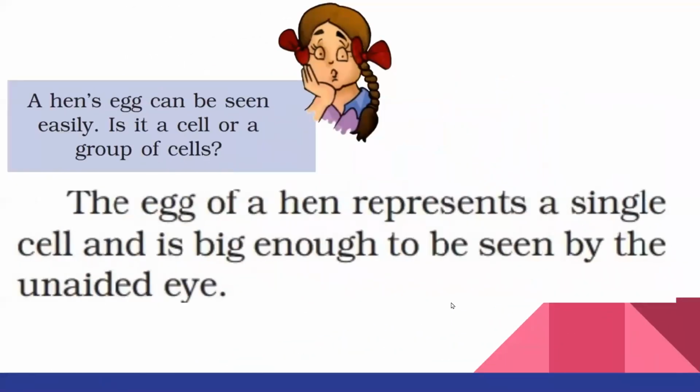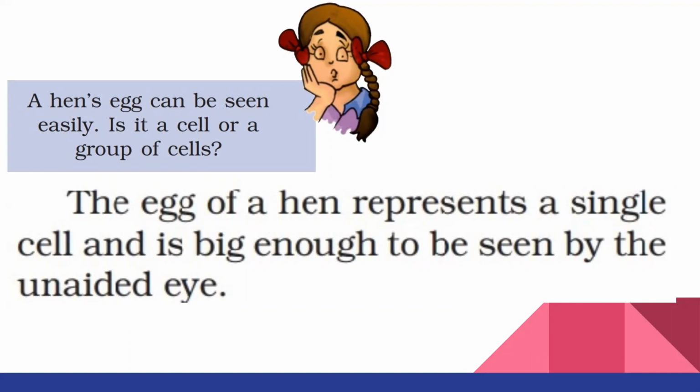Now see, a hen's egg can be seen easily. You might have seen the hen's egg. Is it a cell or a group of cells? It is a single cell which is very big. So the egg of a hen is a single cell which can be seen by the unaided eye. Even though it is big, it is a single cell.